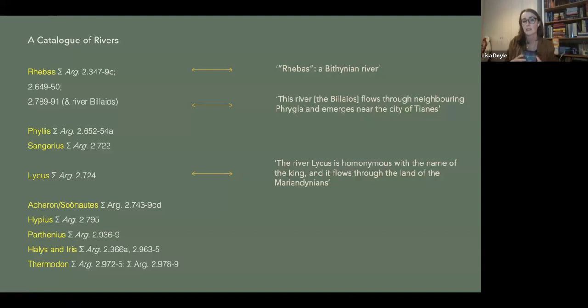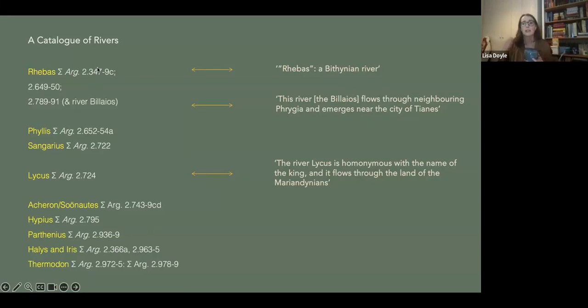So that, I think, again, is a symptom of the interest in geography and ethnography and elucidating all of this mythical historical information. What I've put on the slide here is the different rivers that are mentioned in the Scholia and when, and I've included some translations to indicate the type of notes we're dealing with.